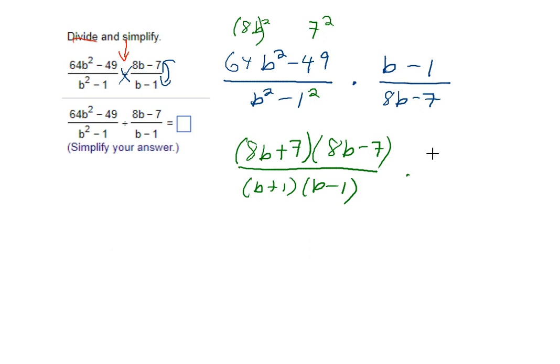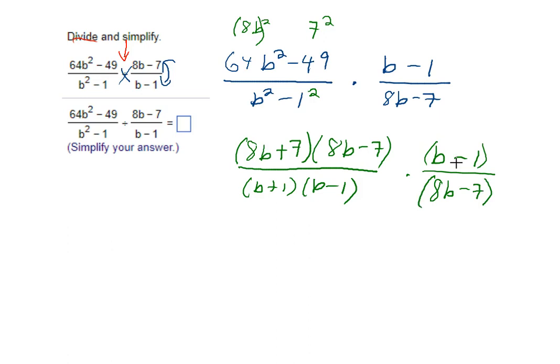Times b minus 1 can't be factored. It's too simple to factor, which means it's its own factor. B minus 1 is the factor here. There's no other factors except for b minus 1. Same thing on the bottom. We have 8b minus 7. Since it doesn't break down into any smaller factors, that is the factor that we have in that denominator.